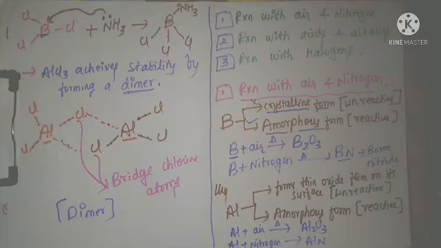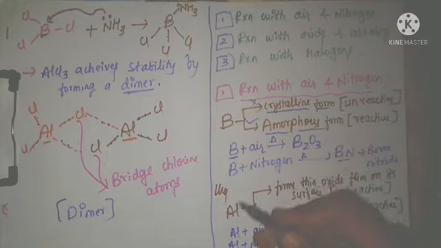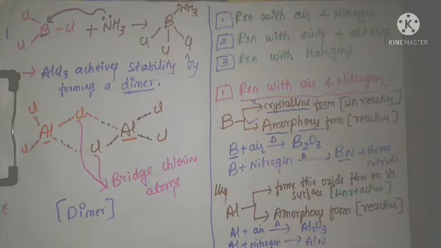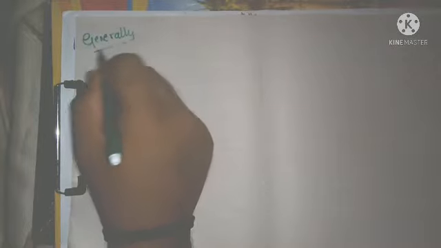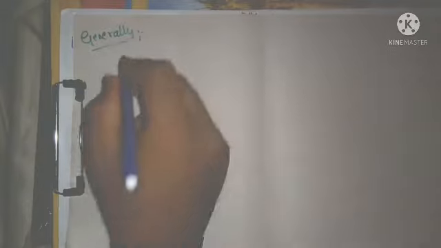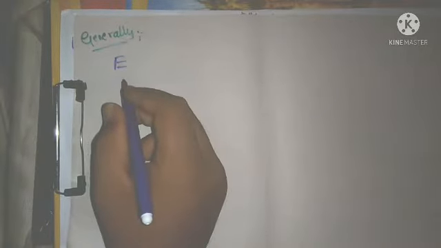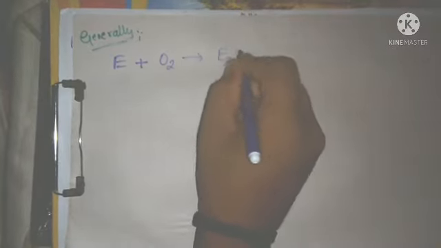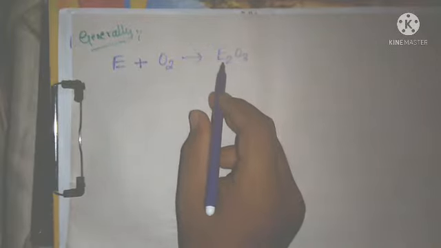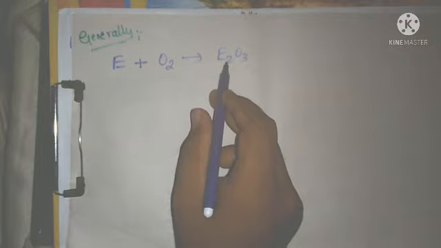For other elements, sir, what happens? For this one I will take another paper here. Sir, what about gallium, indium, thallium? Now just check here. Other elements, if I write generally, for other elements, if I take E, means element, maybe gallium, indium, thallium, reacts with air, that is O2, they will form the corresponding oxide, that is E2O3. That E is any element, right? Now gallium, indium, thallium.